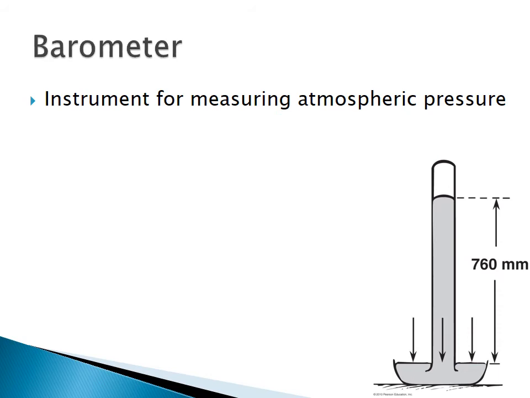They filled a tube completely with mercury, and then they quickly turned it upside down into a pool of mercury. We have a couple of different things going on. Number one, in the tube, mercury is being pulled down because of gravity.